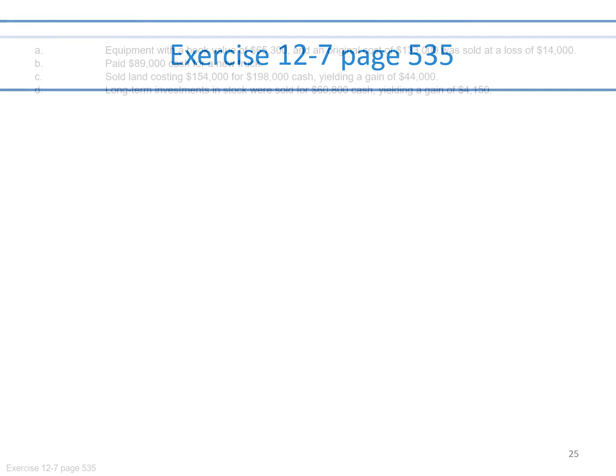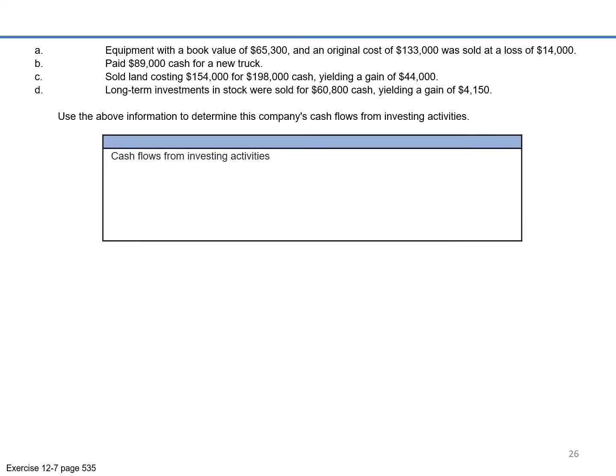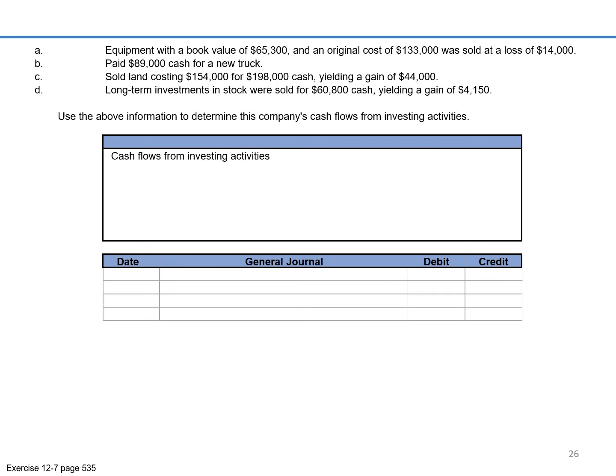All right, exercise 12-7. All right, equipment with a book value of $65,300 had an original cost of $133 and was sold at a loss of $14. Then we got some other transactions in B, C, and D, and what are they asking us to do? They are asking us to determine the company's cash flows from investing activities. So let's reconstruct our journal entries and see if that helps us figure out what pieces are cash and what pieces are not, right?